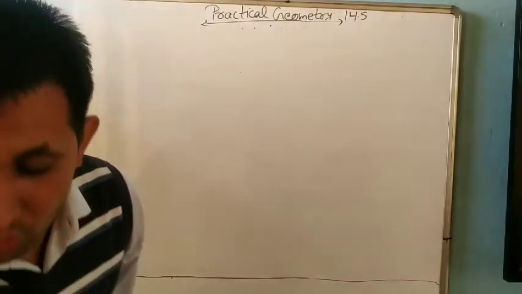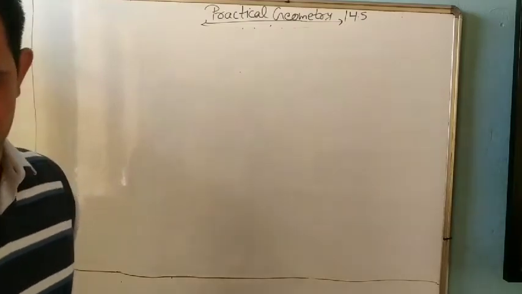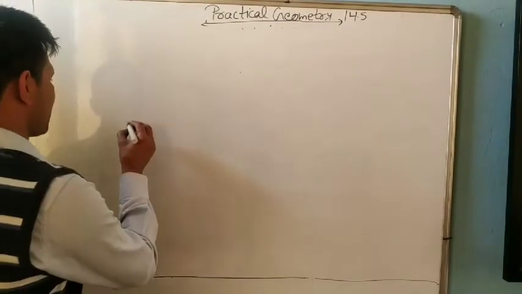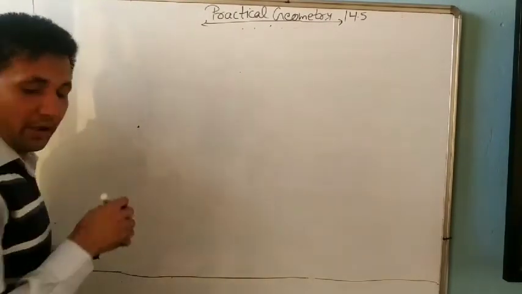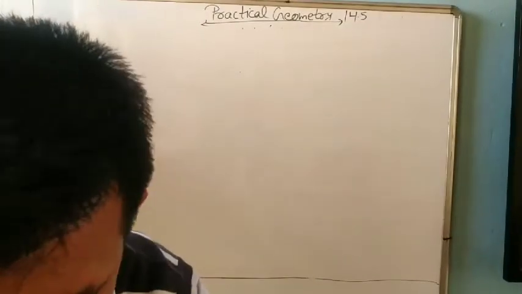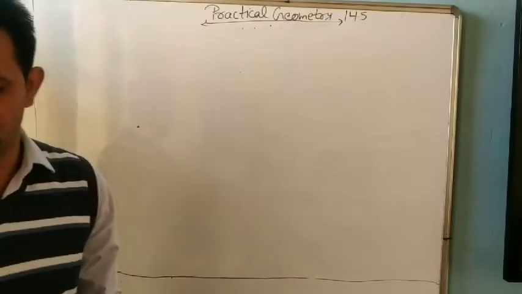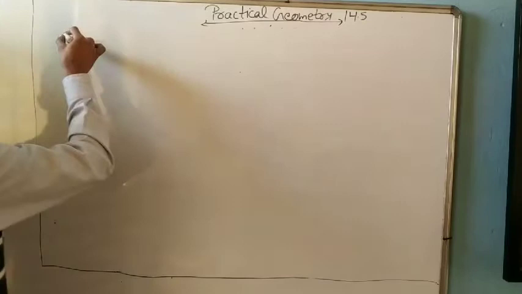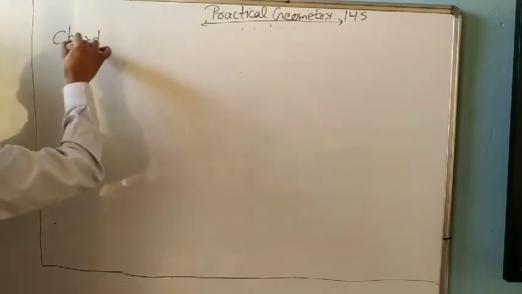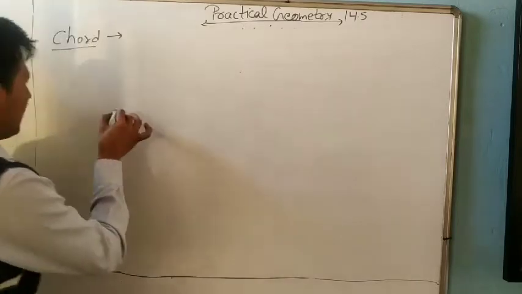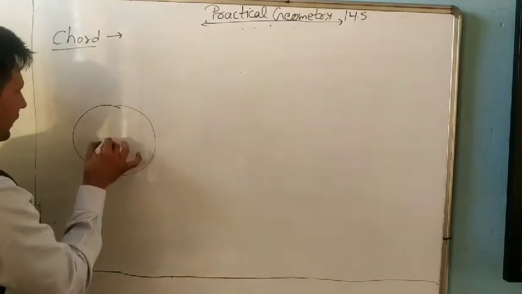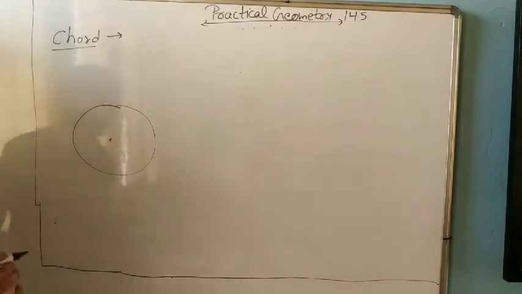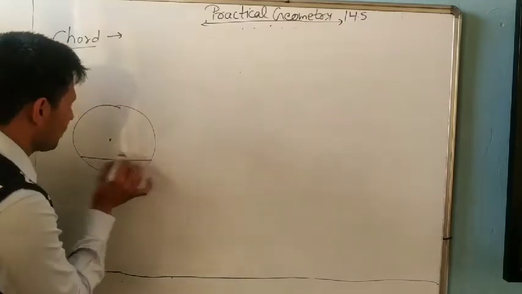question number 6. In question number 6, draw a circle with center C, radius 3.4. So first we will draw a circle with radius 3.4. Draw any chord AB. What is a chord? In this question a chord is given. What is a chord? Look, if it is any circle and you know it is the center, this line is called chord AB.